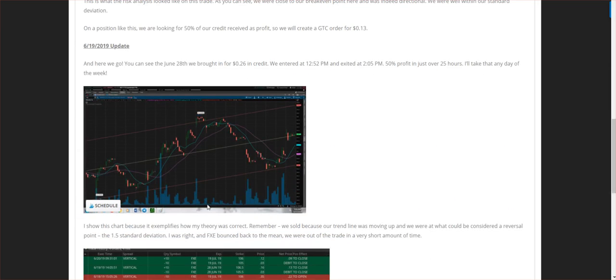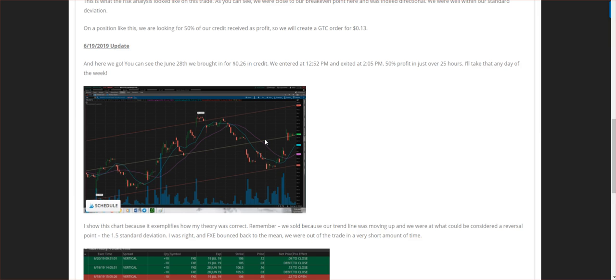So then what happens, right? We have our one standard deviation line right here. We see the trend is continuing to move up. This is where we entered the trade, and then boom, it jumped right off of that 1.5 standard deviation line, and we are in and out of the trade, jumped back up to the mean, which you can see FXE just repeatedly does, right? Easy trading, right?